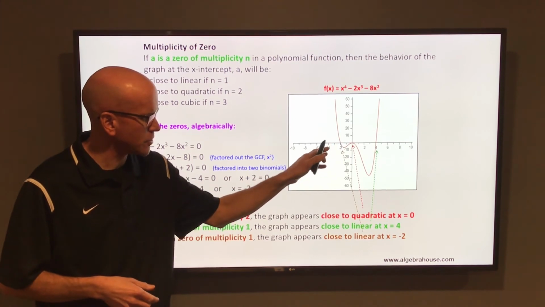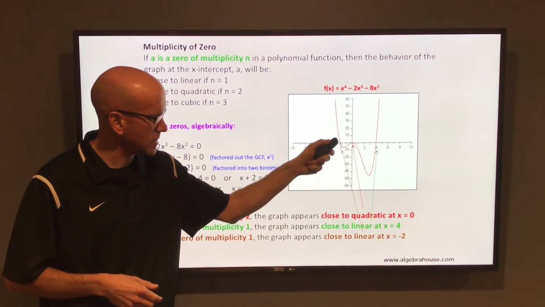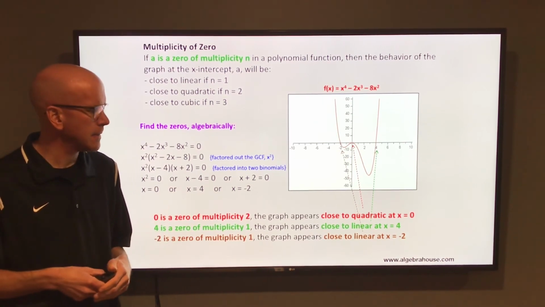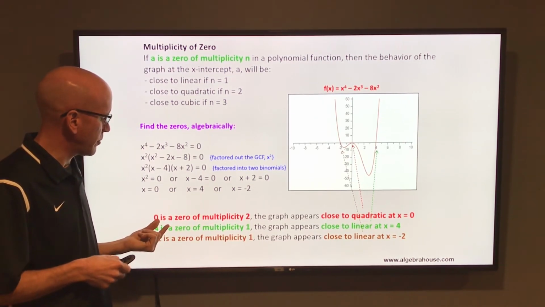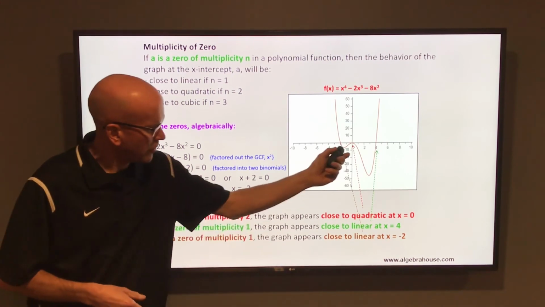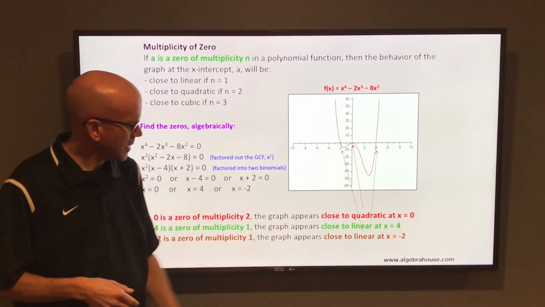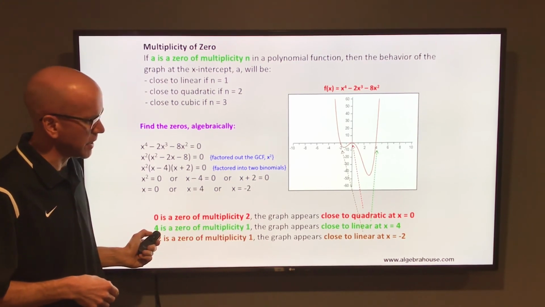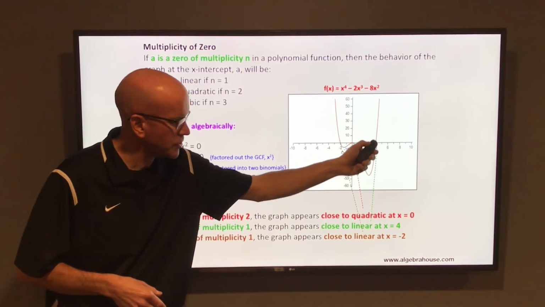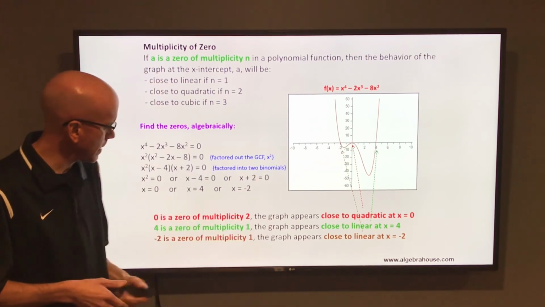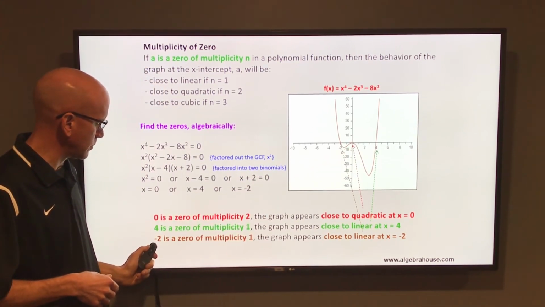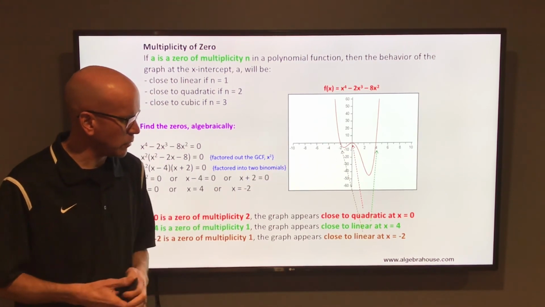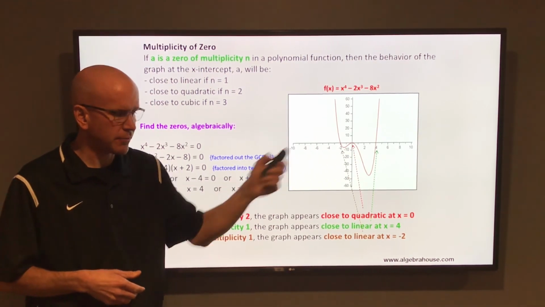And you can see just for a short segment there where the x-intercept is negative 2, it does take on a linear appearance. So you can see if the multiplicity is 2, there is a U shape to that graph where x equals 0. If the multiplicity is 1, such as where x equals 4, there's a linear shape to that graph where x equals 4. And the multiplicity on x equals negative 2 was 1. And it does, again, take on a linear shape where x equals negative 2.